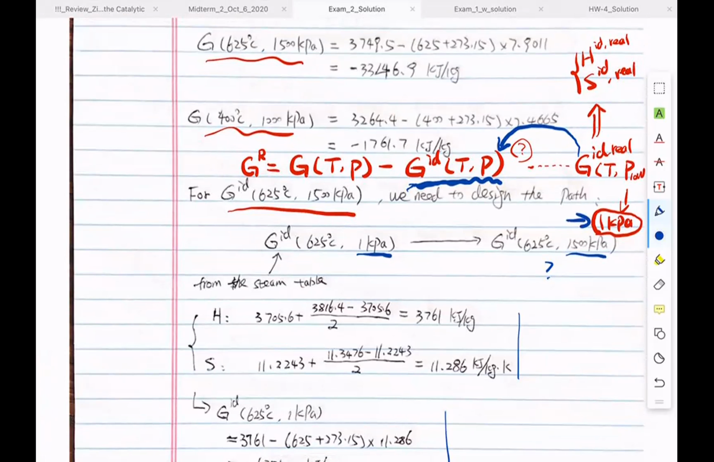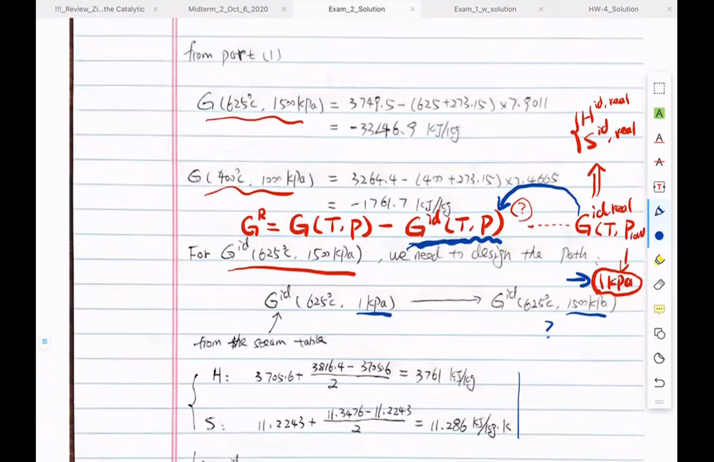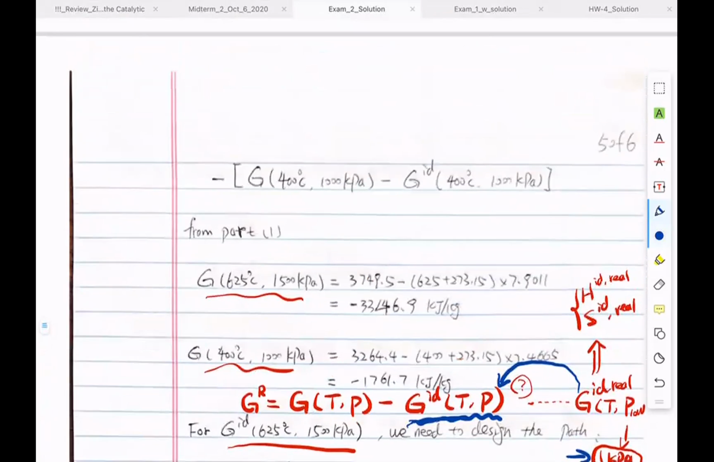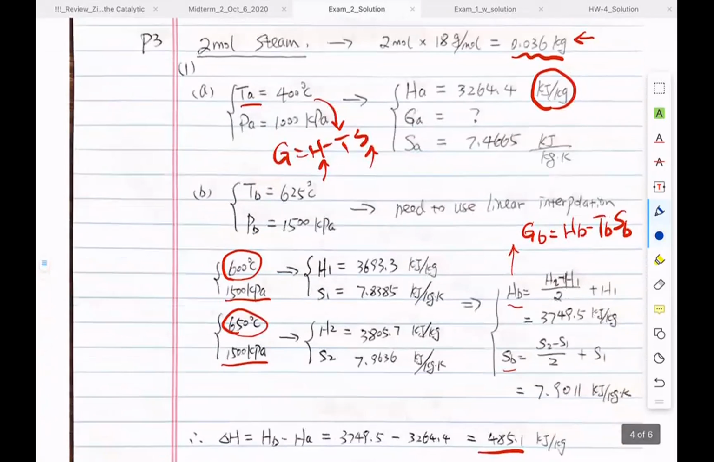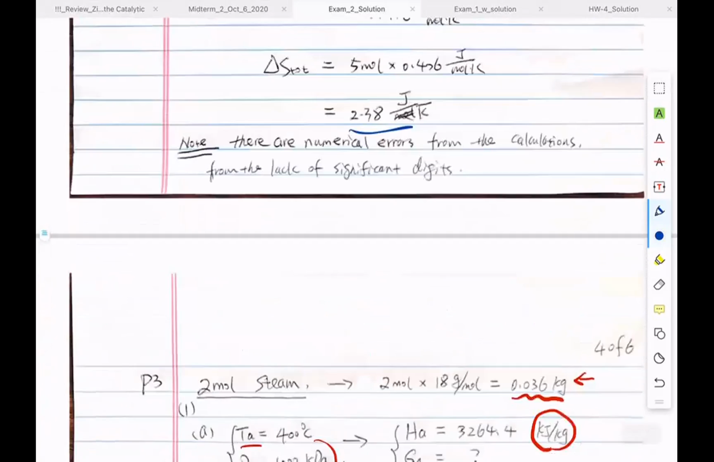So this is all I want to discuss for exam 2. I hope this will add more details to the existing exam 2 solution.